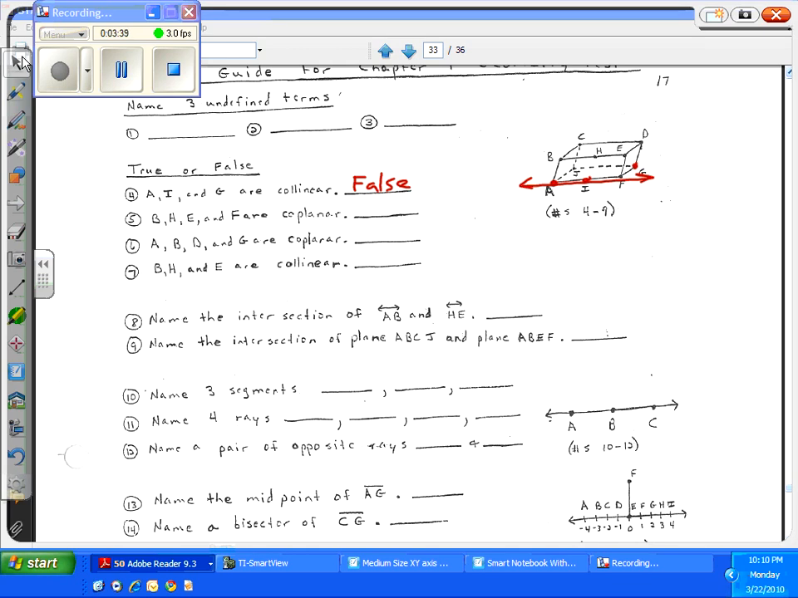Are points B, H, E, and F coplanar? B, H, E, and F. That means is there one plane that will hit them all? B is here, H, E, and F, and the front face of that prism hits all of those. So those are coplanar, so that is a true statement.